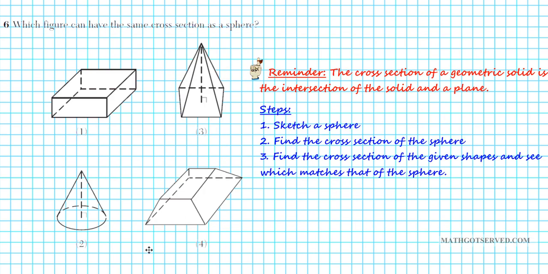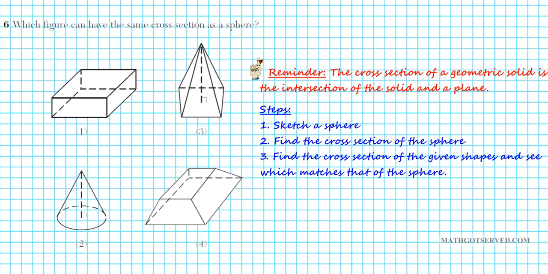All right, let's take a look at number 6. Number 6 reads, which figure can have the same cross-section as a sphere? Now, a quick reminder is that the cross-section of a geometric solid is the intersection of that solid and a plane. All right, the steps we're going to use for this problem are as follows.